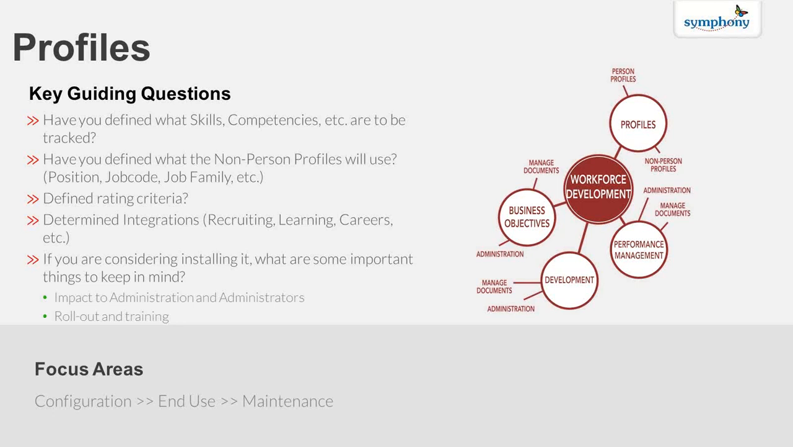Also, there are person profiles as well, and how those will end up being similar, but you want to make sure those are defined as well. What is your rating criteria going to be for some of these different skills and content that you're going to be tracking?